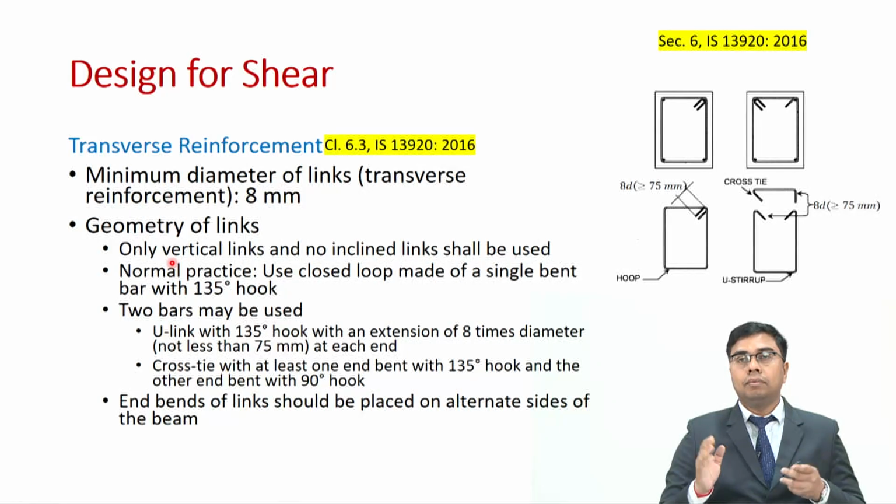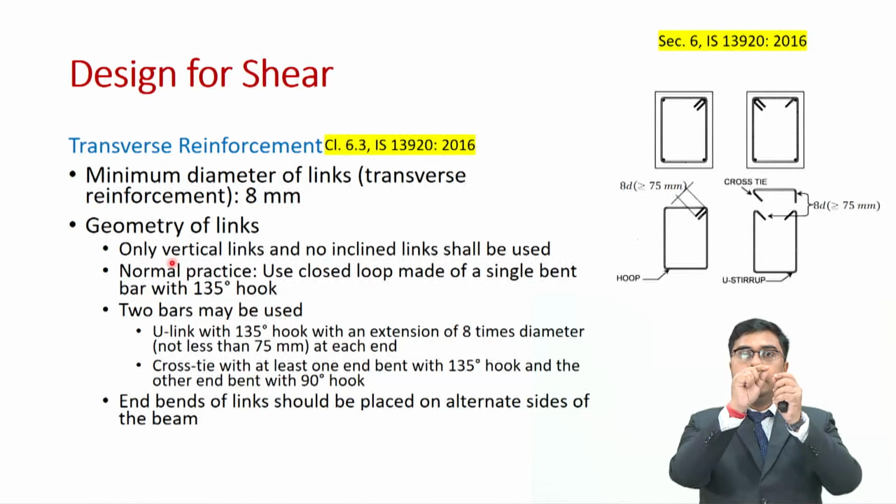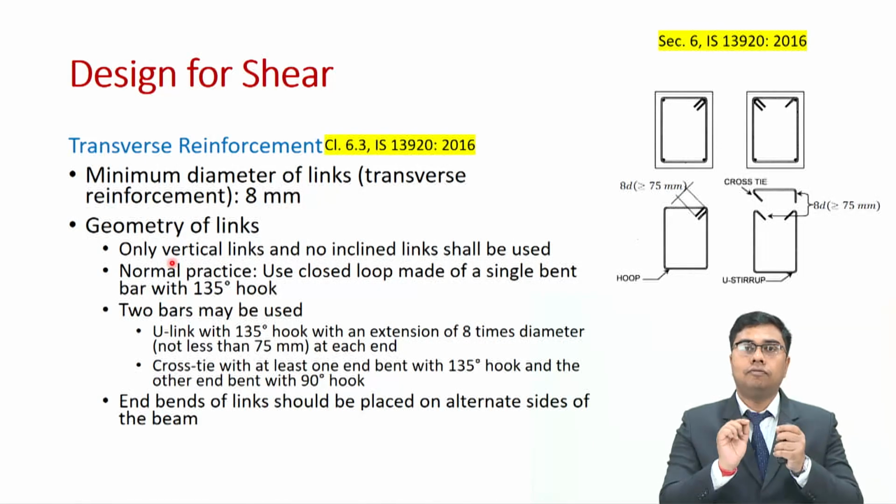Okay. Then the normal practice is to use the closed loop, which is made up of a single bent bar, meaning only one bar is completely bent, and that will have a 135-degree hook.